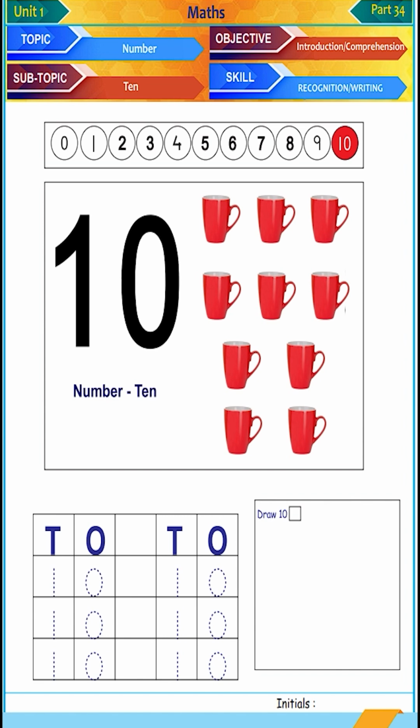Number 10. 1, 2, 3, 4, 5, 6, 7, 8, 9, 10. Trace and write the number.